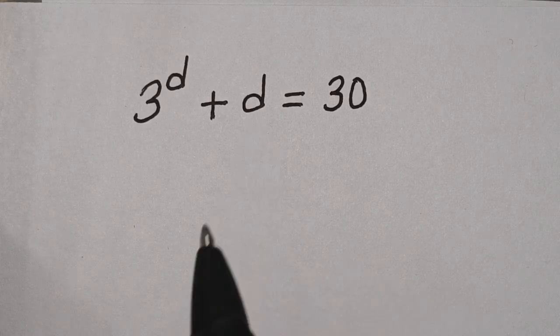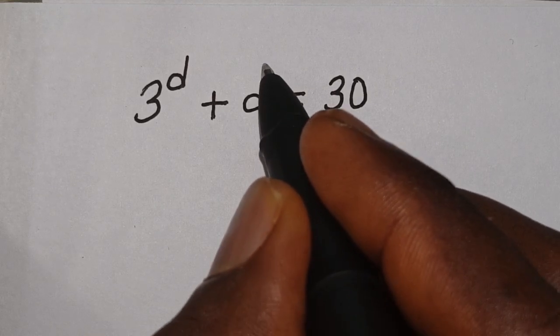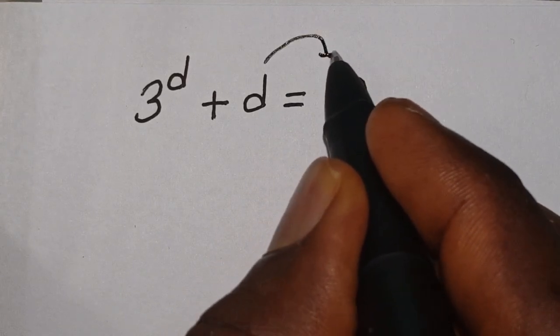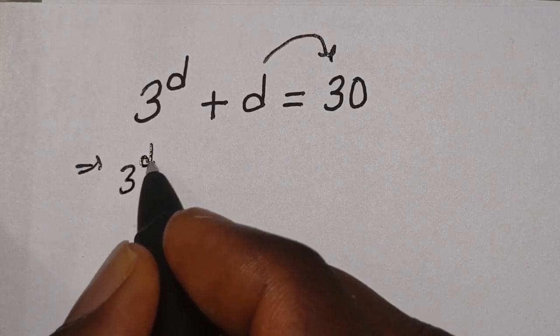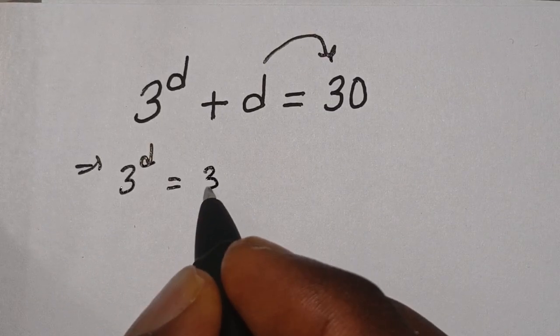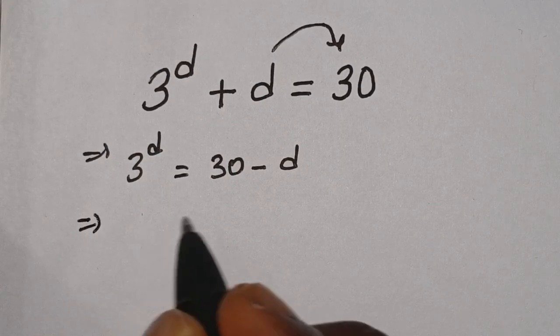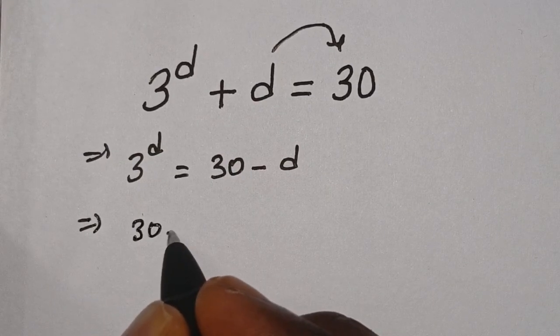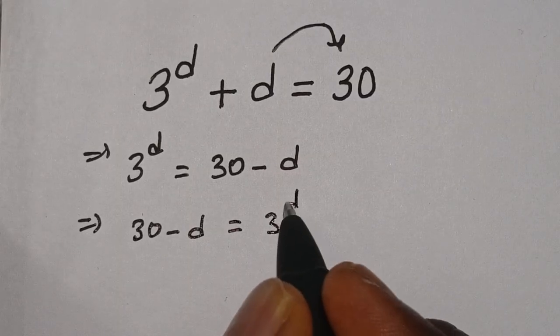We want to find the value of d. The first thing we're going to do is to transfer d to the right hand side. So we have 3 to the power of d equal to 30 minus d. This implies that 30 minus d is equal to 3 to the power of d.